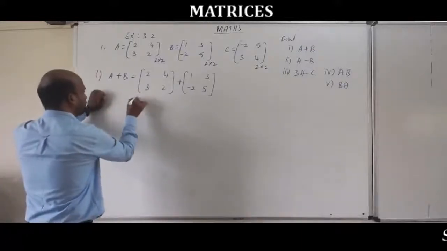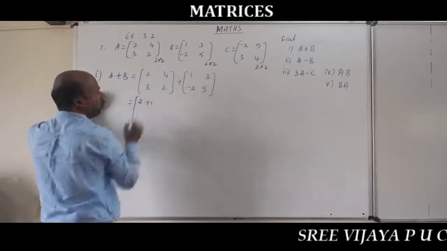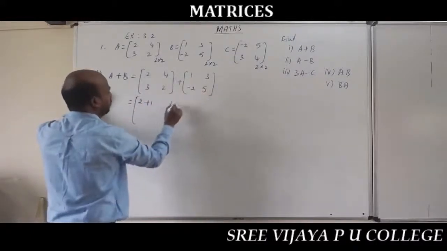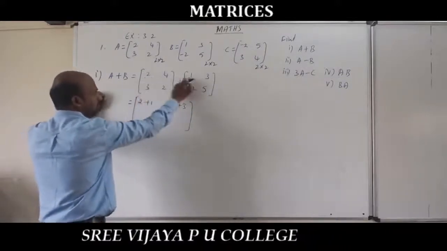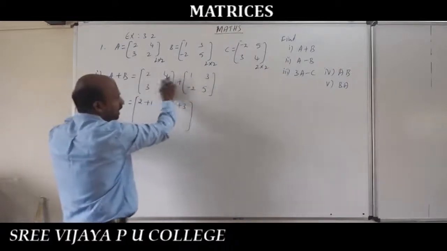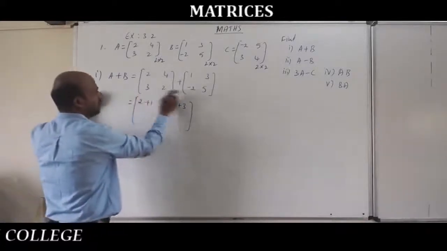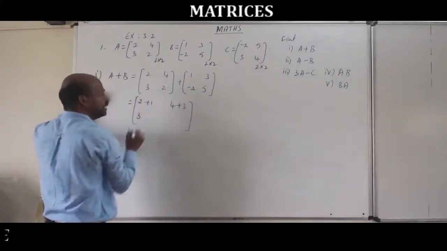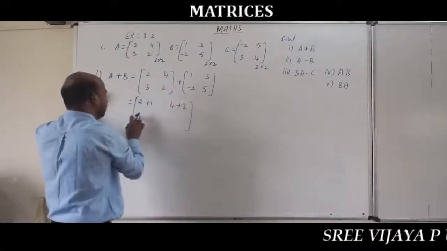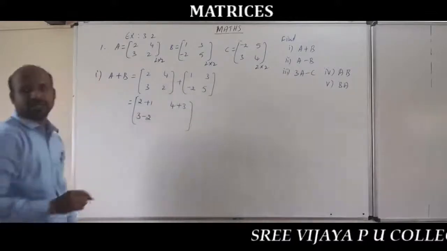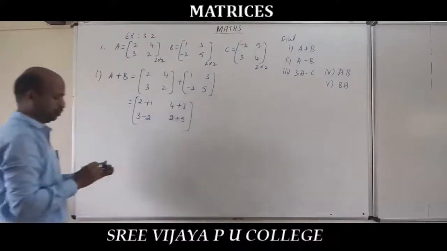Okay, now we have to add the corresponding elements. First element, this is 2 plus 1. Second element, 4 plus 3. First row, second element. And now, second row, first element is 3. Second element, plus into minus. Plus into minus is minus, so it becomes 3 minus 2. Next, 2 plus 5.